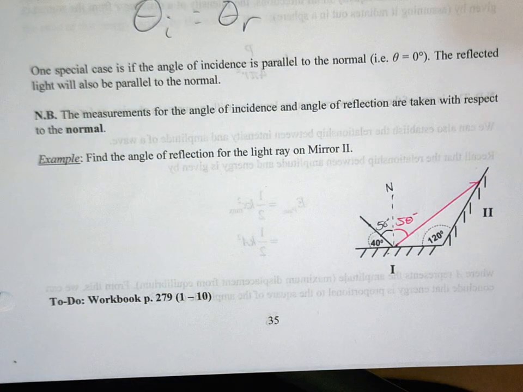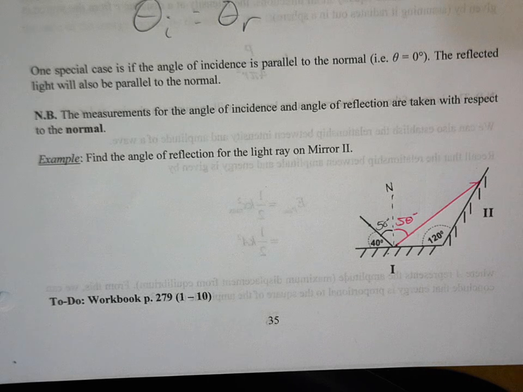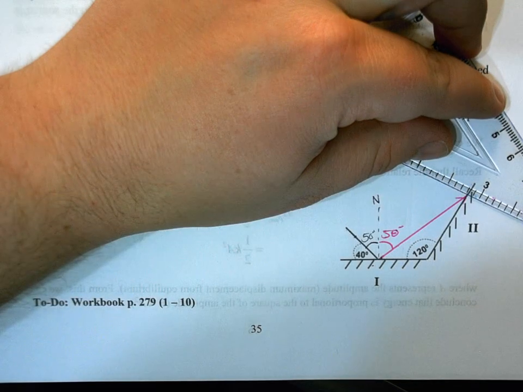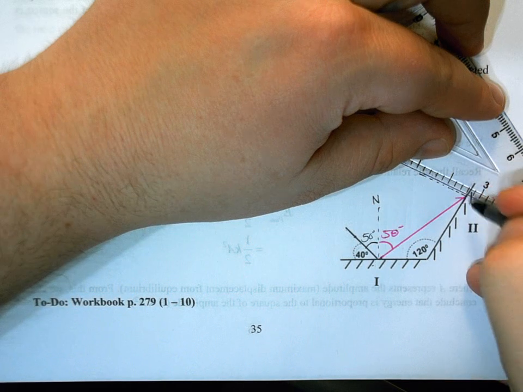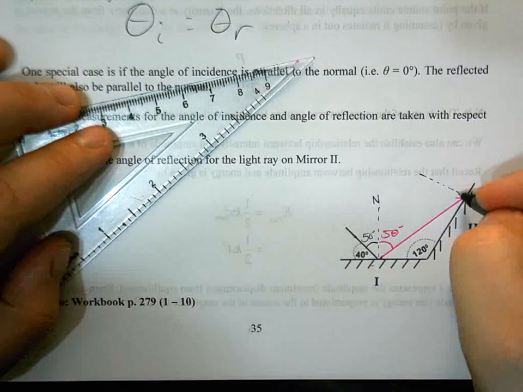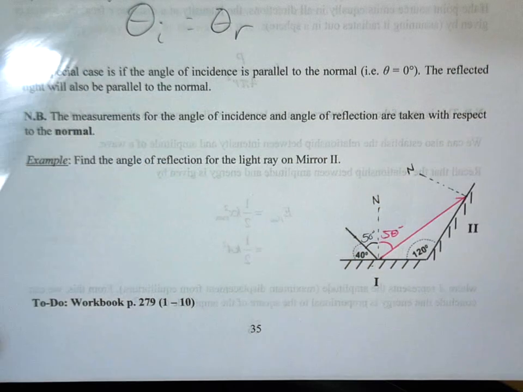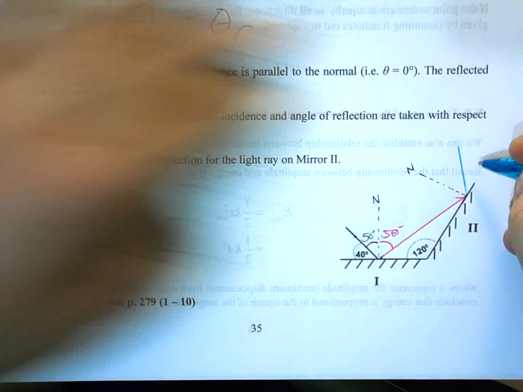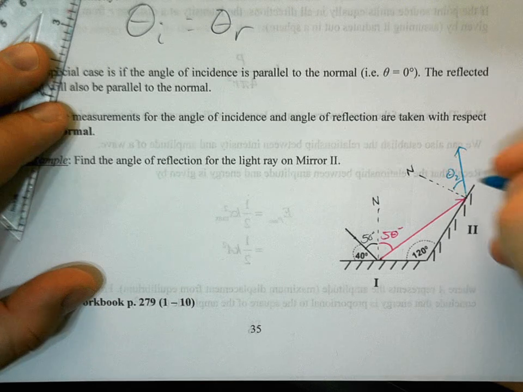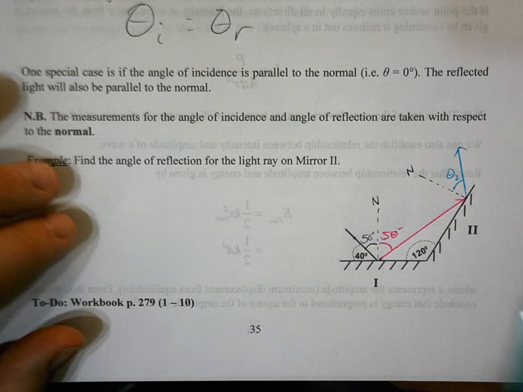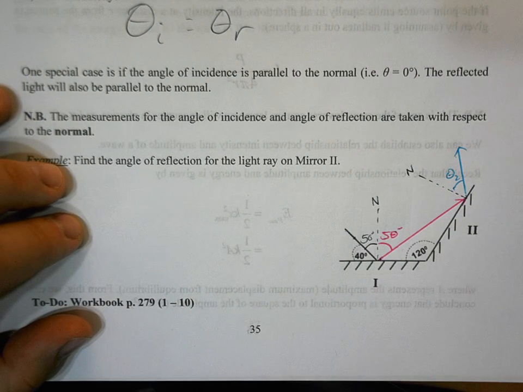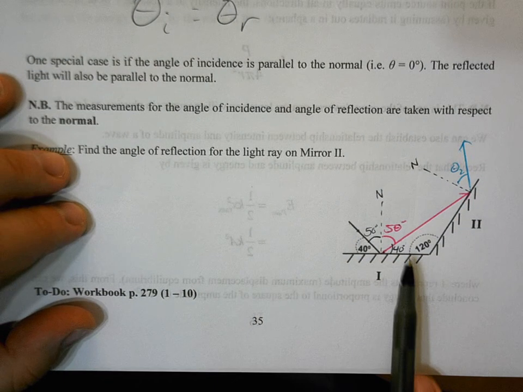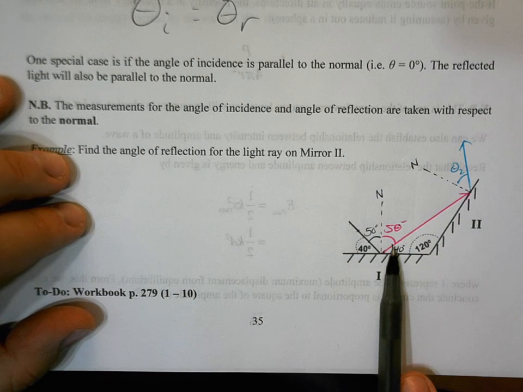And now what we'd like to do is find the angle of reflection off mirror 2. Once again, we're going to need a normal line here, and it's always 90 degrees to that surface. So this is my normal line. So I'm going to have an angle of reflection here. So I'm going to have some theta 2. I want to know what that is. Well, I know this angle here is 50, and we know this angle here is 40 degrees. Because again, this is a right angle, these are complements to one another.